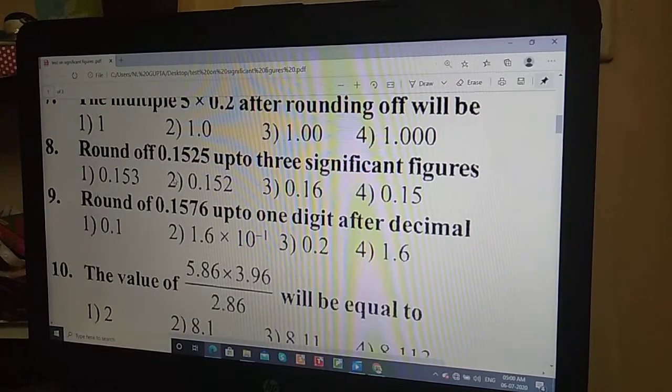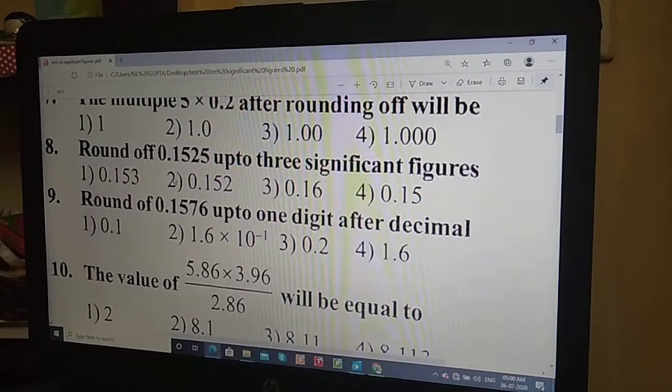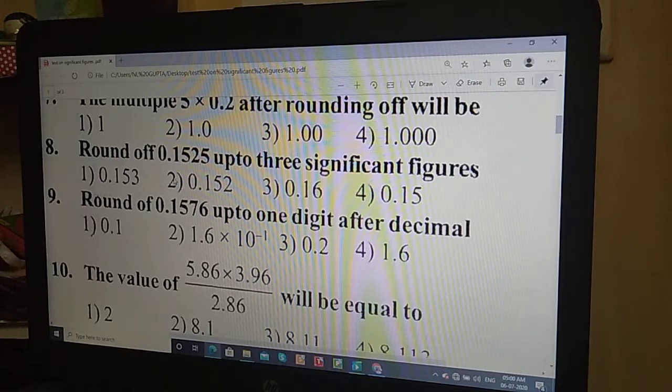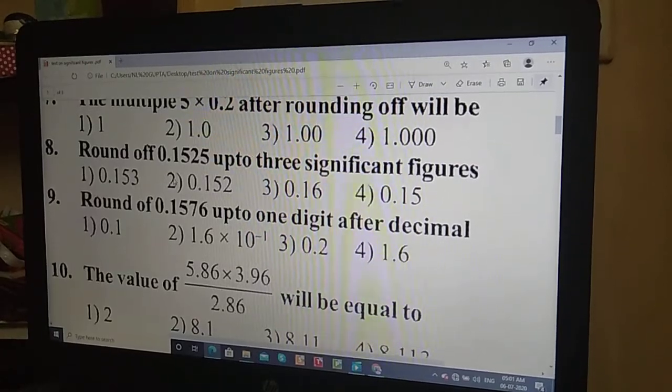Now let us move to question number 9. How can we answer? Question 9 says round off 0.1576 up to 1 digit. They are saying up to 1 digit after the decimal. After the decimal we have to round off up to 1 digit.